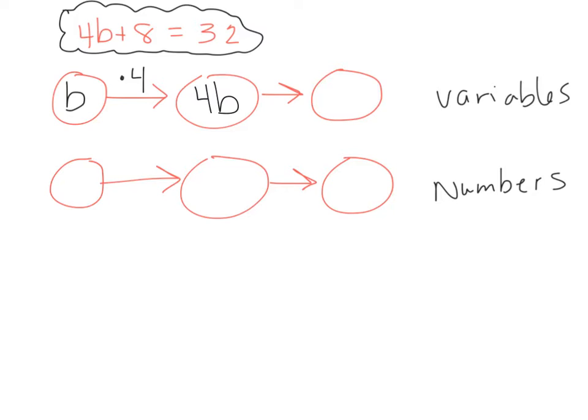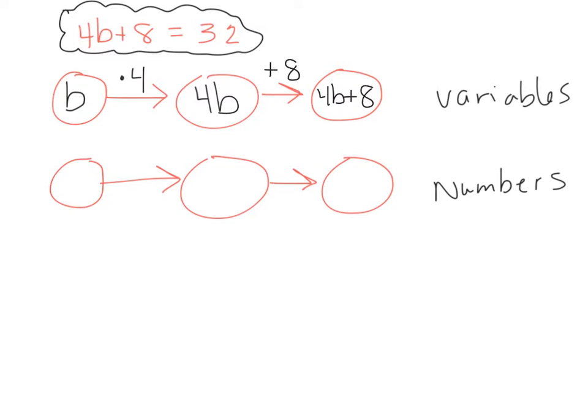What is my next math step? After I multiply b times 4, I still have this plus 8. That's my second math step. That's why I have another arrow here in my flow chart, because in this equation I have 2 math steps, so I need 2 arrows in my flow chart. So my next math step is plus 8. When I do this, 4b plus 8, I get 4b plus 8.